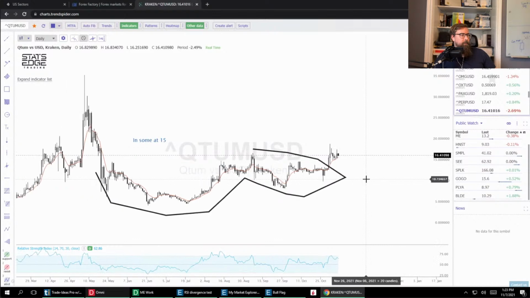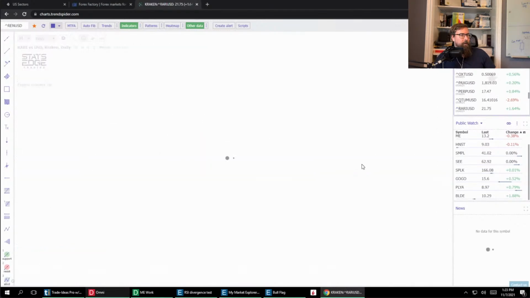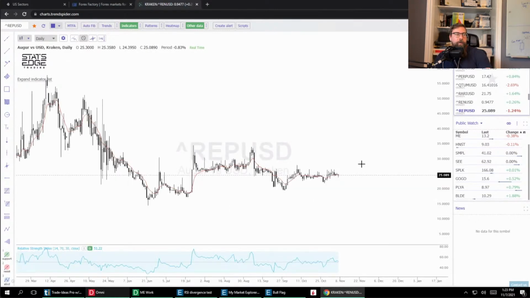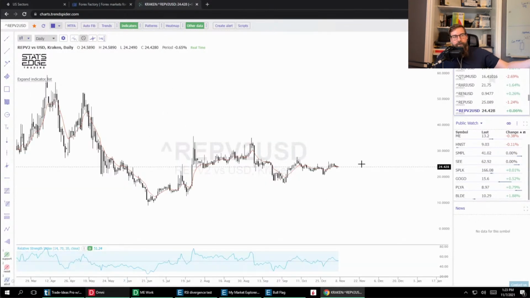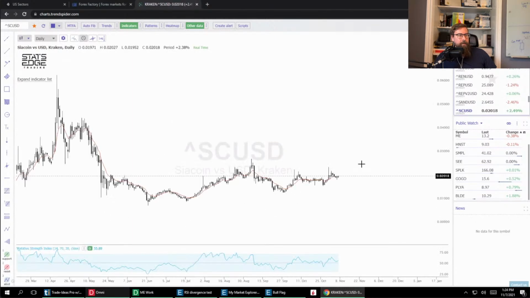Quantum, I'm in. I'm in some at 15. Again, I don't know what it does, but this one I'm kind of just moving my stop up under this prior resistance. I don't like how long it's chopping here, but it looks interesting. But yeah, it would be cool if there was a sector, so I could say, oh, this one's a competitor to these other ones, or this one, like Sand, I think, is a game maker. Don't quote me on that.